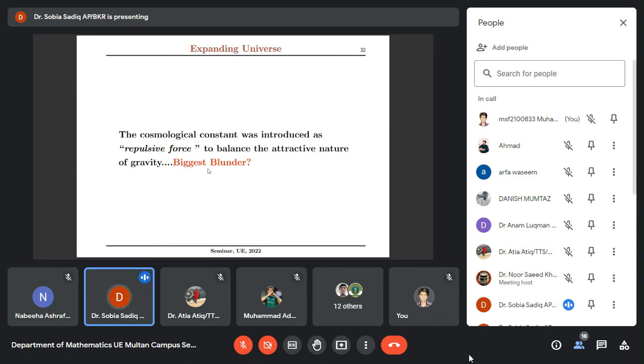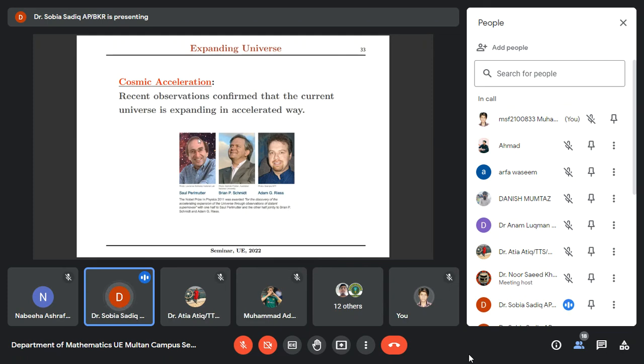So later some observations revealed that our universe is not static but it is expanding. So he thought that it was the biggest blunder of his life to add the cosmological constant in his field equations. Some recent observations by Perlmutter, Smith, and Riess confirm that our universe is expanding, and it is expanding in an accelerated way. And they won the Nobel Prize for this observation.